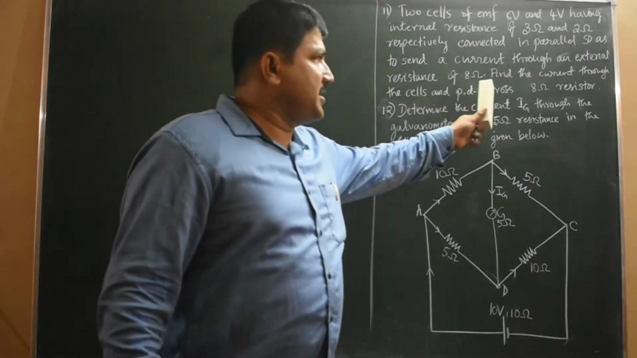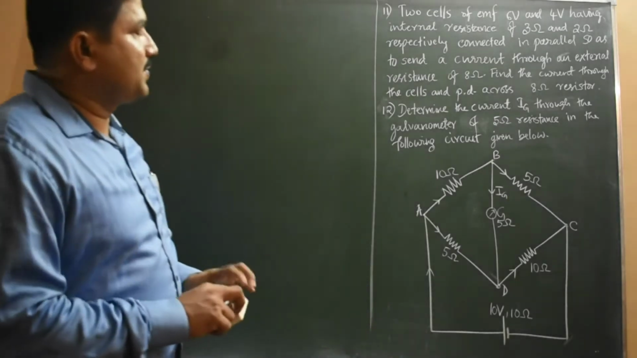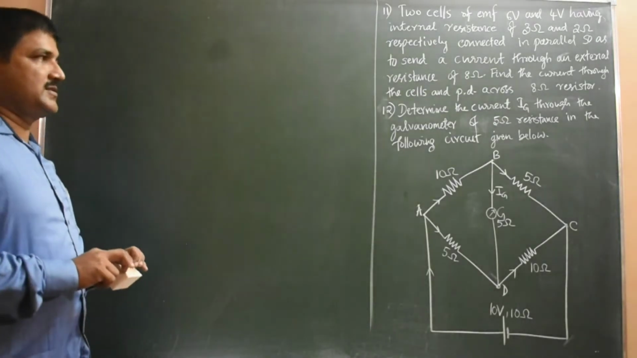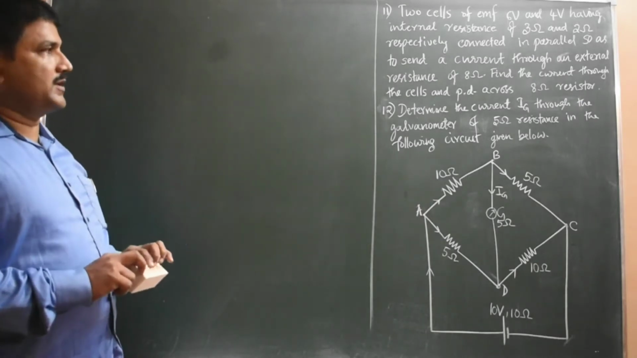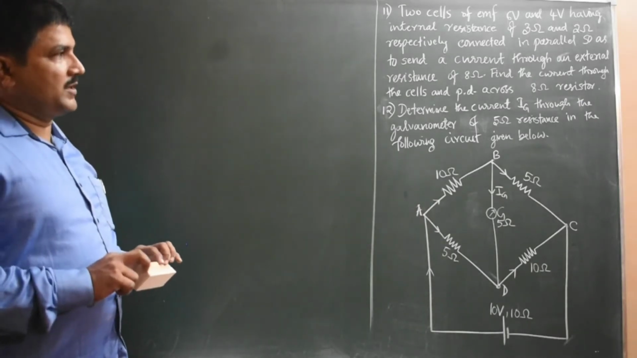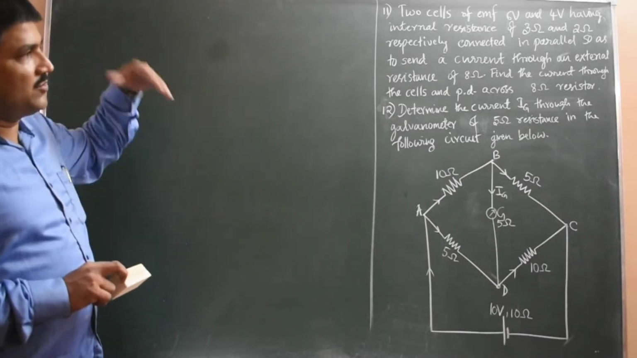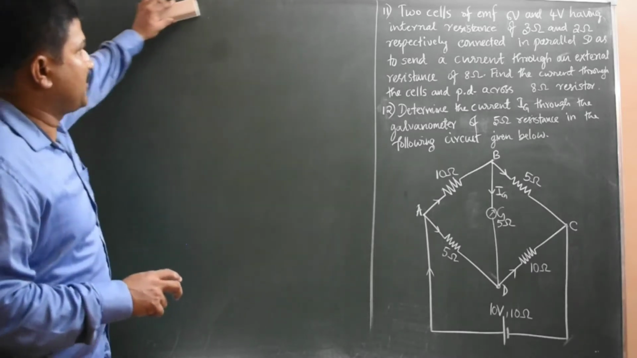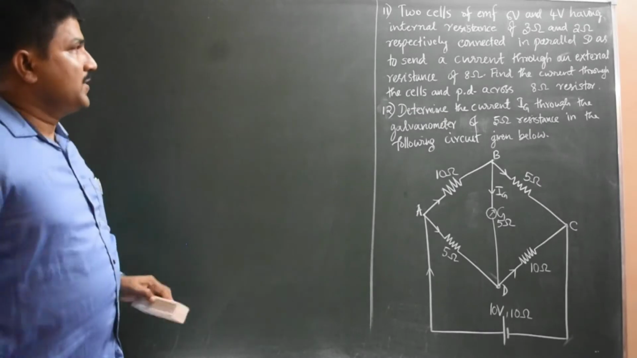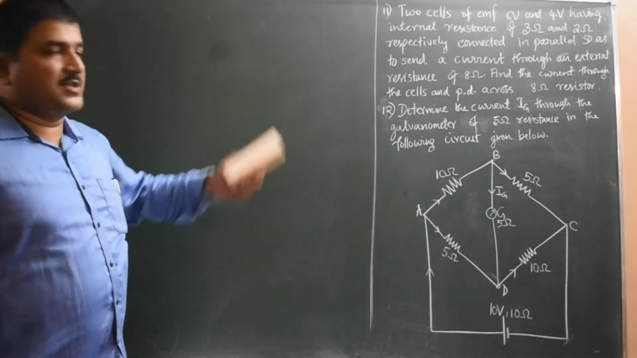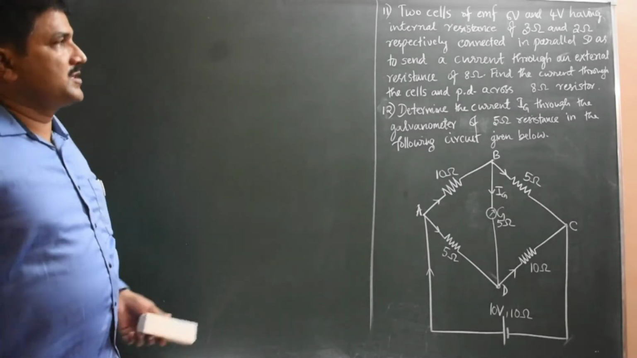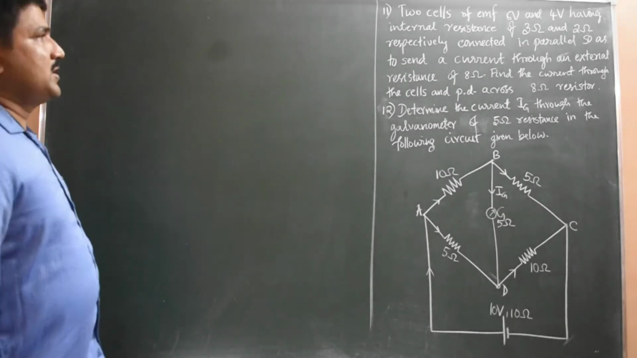If only the PD across the 8 ohm resistor is required, as I discussed in the previous class, and the currents through the cells are not required, we can do it by an alternate method. Let me tell you briefly at the end of this problem. Now firstly let me put the diagram. Whenever we have to apply Kirchhoff's loop rule or junction rule, we have to put the circuit diagram.